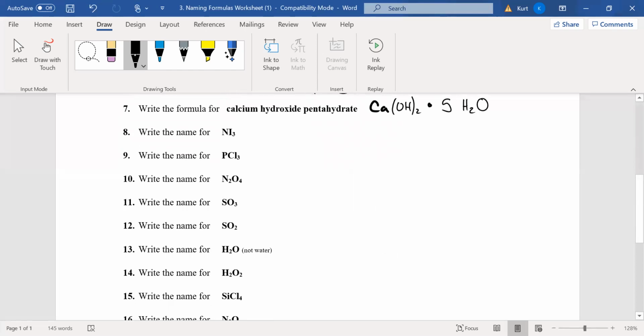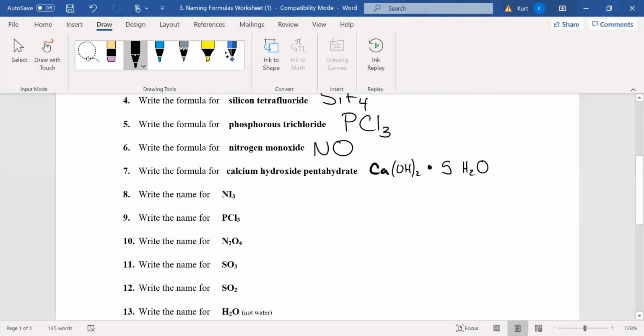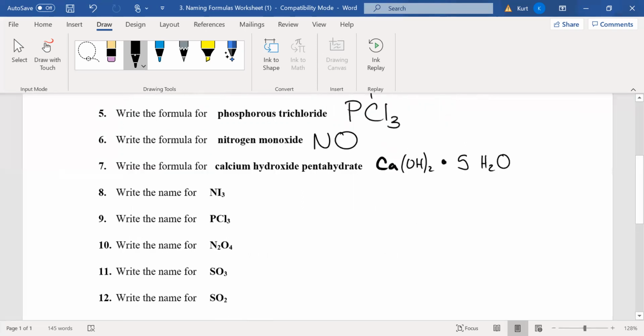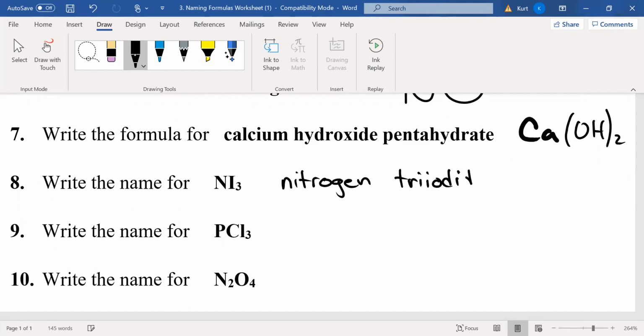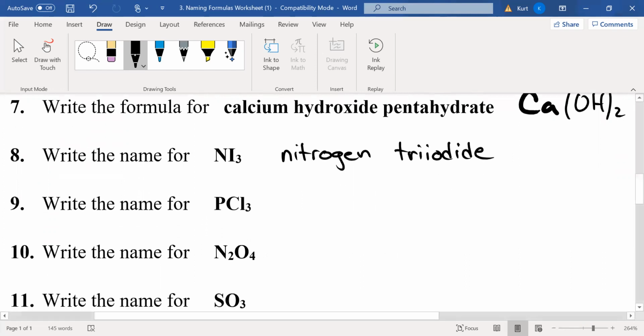Number 8. Max, what is the name for NI3? Nitrogen triiodide. Yep. This is the case where you do have 2 vowels. Triiodide. If you guys put 2 vowels next to each other and you weren't sure whether to do it or not, I'm not going to mark you off on it. PCl3. Let's go to Cheeseman. What is the name? Phosphorus trichloride.